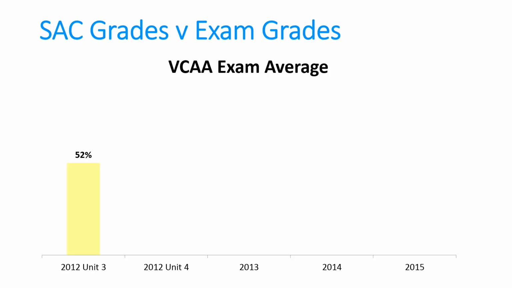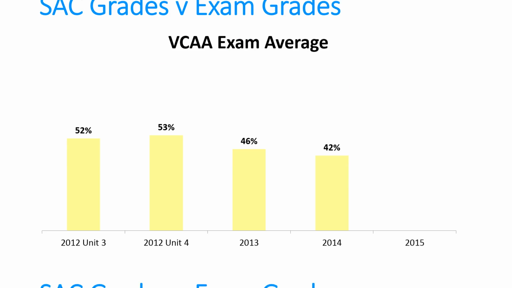So you can see in Unit 3 2012 it was 52%. It was 53% in Unit 4. And since we've moved to end of year exams in 2013, you can see the average has been very low. The average performance in 2014 was only 42%. And that's because the exam's more difficult and because it's now just one big exam instead of 2 smaller exams.